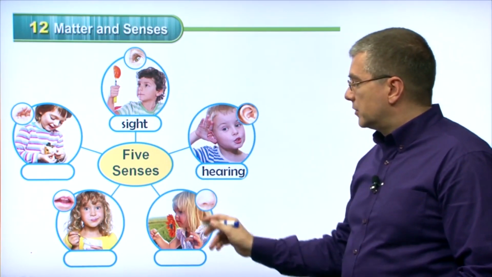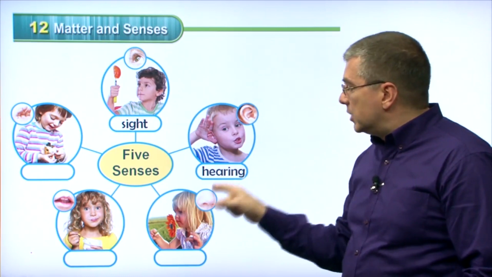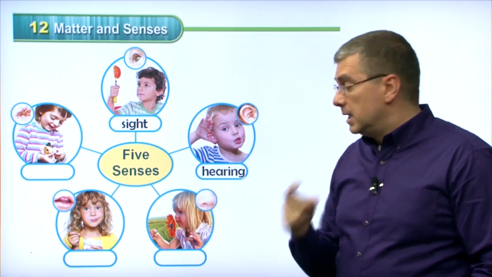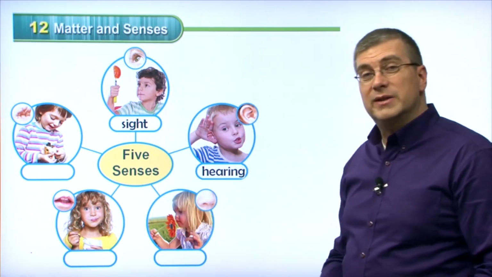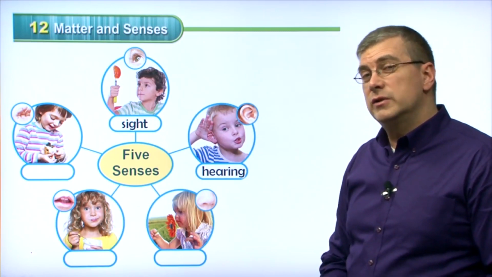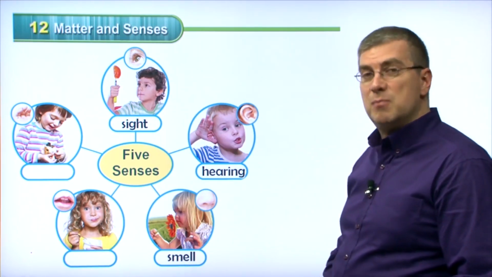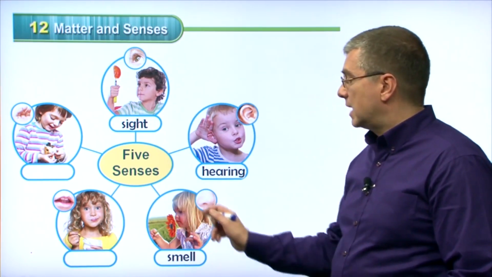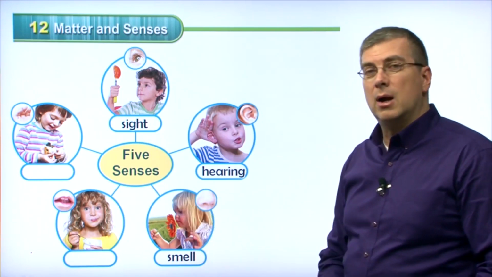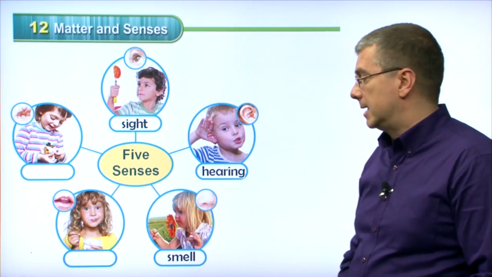Okay, over here, this girl, she's out in the field. She has a flower. She's using her nose to find out about the flower. What sense is she using? She's using her sense of smell to become more aware of the flower in her hand.